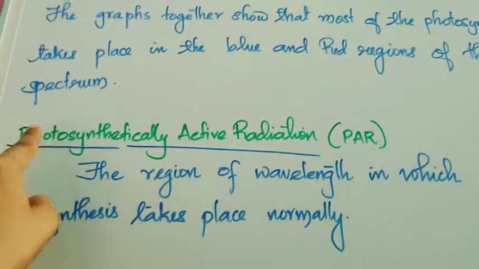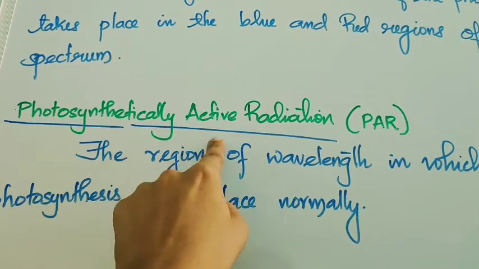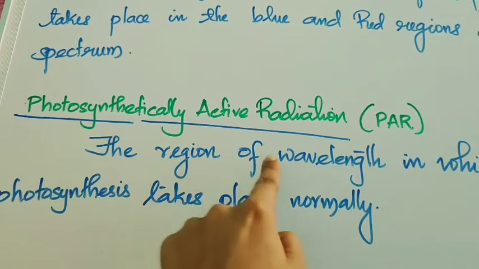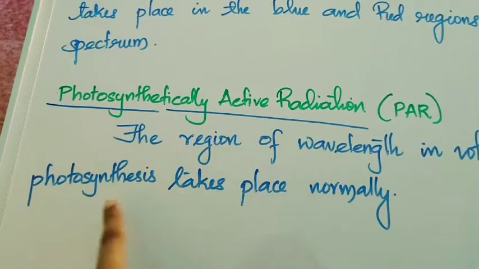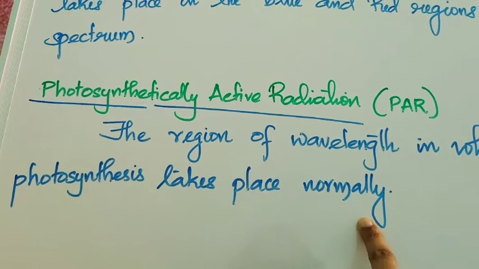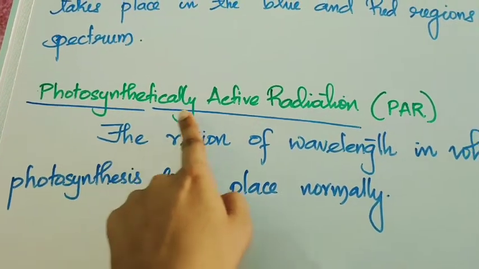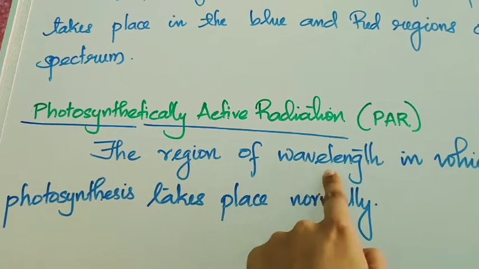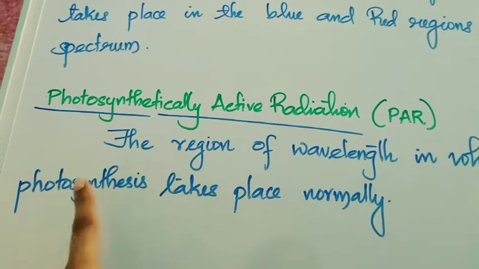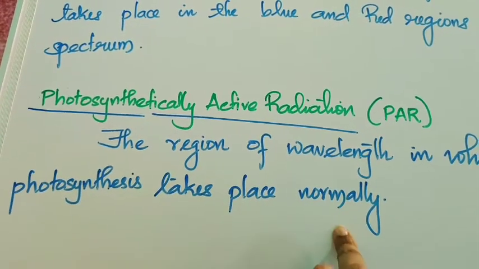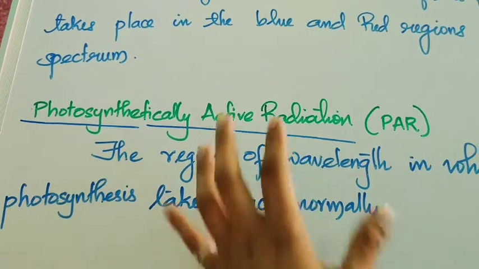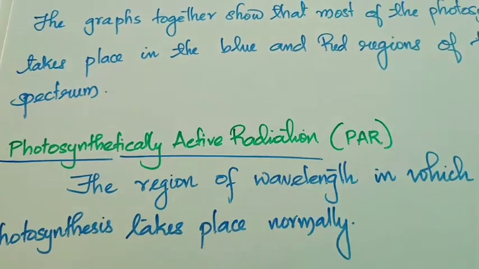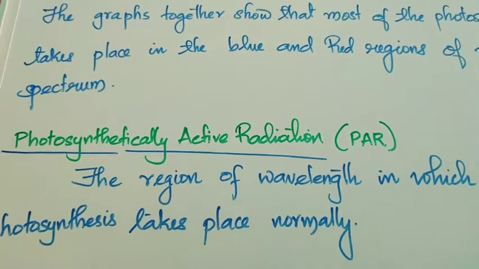Okay, so photosynthetically active radiation or PAR is that region of wavelength in which photosynthesis takes place normally. Photosynthetically active radiation is the region of wavelength in which photosynthesis takes place normally. So normally we can say it is around 450 nanometers to 650 nanometers, nearly around the same range.